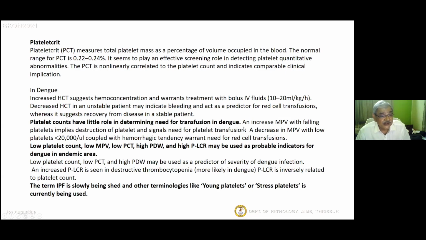And platelet counts have little role in determining the need for transfusion in dengue. Now, this is one of the most debated areas, where some people say that it has to be given, some people say it's not. But there is a very large group of people, a school of thought, that the low platelet count is not by itself a reason for transfusion. Because it can be counterproductive. That is what they have said.